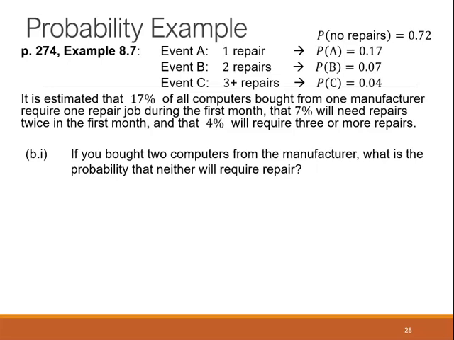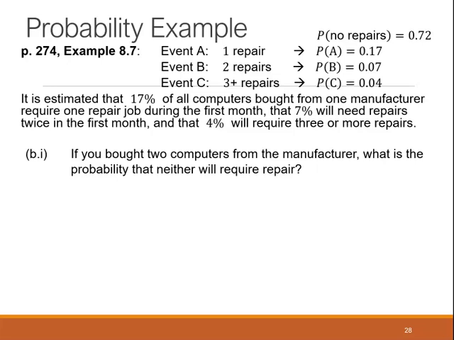If I bought 2 computers, what is the probability that neither will require repair? Not quite. This is going to be the probability of some repair and the probability of some repair. Right? It's an "and" statement because you have 2 computers. Everybody's okay with that? Yeah. Some repair. Well, because it's an "and," it's times.